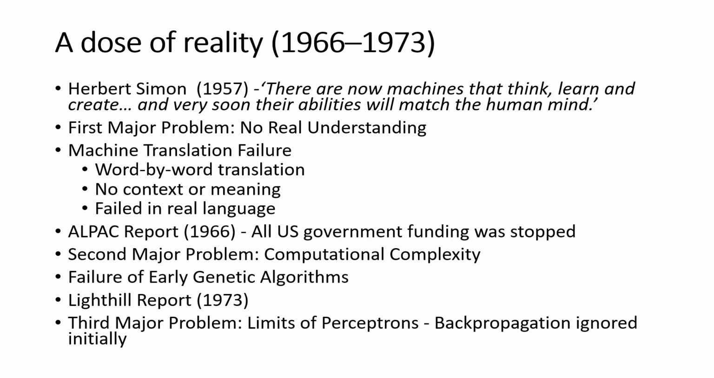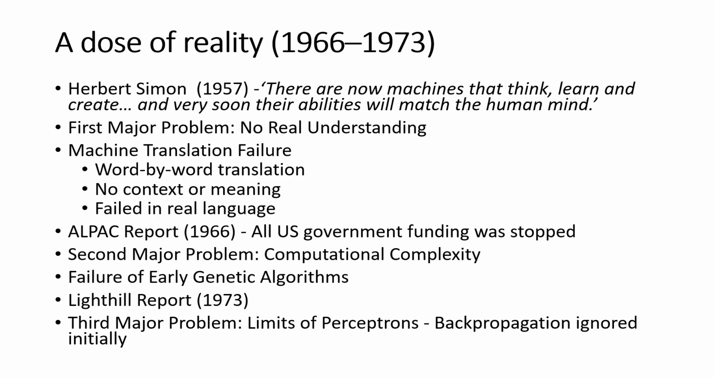Then the machine translation failure. The computer translated word by word, but it had no background knowledge and no understanding of meaning. That is why it really failed in real language. In 1966, a government committee evaluated machine translation. They concluded no successful general machine translation exists. As a result, all US government funding was stopped. This is the ALPAC report. This was a major shock to AI research.